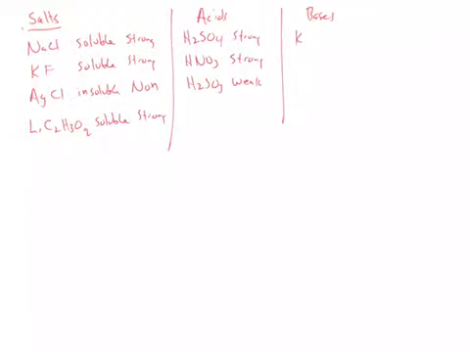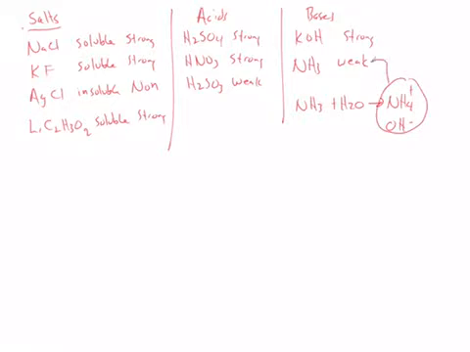Bases? KOH. That's a strong base. Lots of ions. Going to be a strong electrolyte. Ammonia? That's a weak base. There's only going to be a few ions. Remember, ammonia will react with water a little bit. This only happens once in a while to give us ammonium ions and hydroxide ions. Because there's some ions, that's why it's weak.